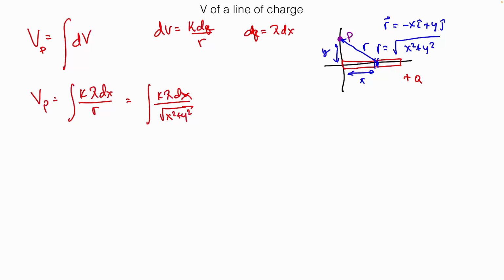Is my integral happy? No, my integral is not happy because I've missed something. What did I miss? The limits, right? So where does my rod start? At 0. Where does it go? However long it is. We'll just call it L. So this thing goes out to L. Are there constants in this integral? K and lambda. I've got dx all over the square root of x squared plus y squared.